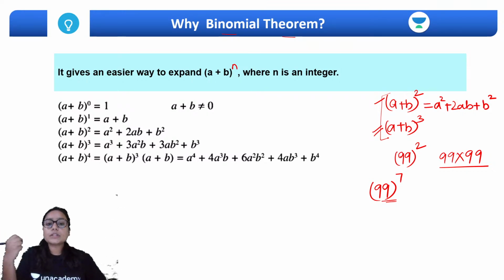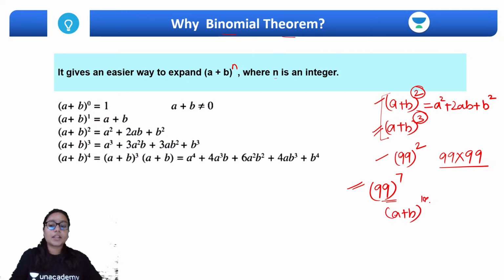So if you use binomial theorem, doing such calculations becomes easy. This is an easier way to expand a plus b raised to the power n, where n is an integer. Like here a plus b is raised to the power of 2, here a plus b is raised to the power of 3. Likewise, if you have to find a plus b raised to the power 100, you can find this using the binomial theorem. So this is why studying binomial theorem is useful. Alright, I hope this is clear.